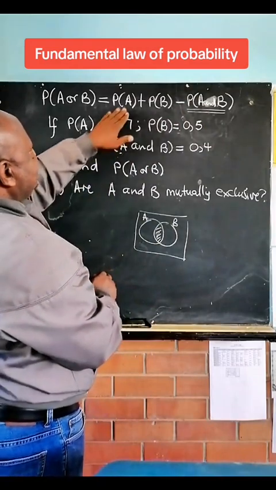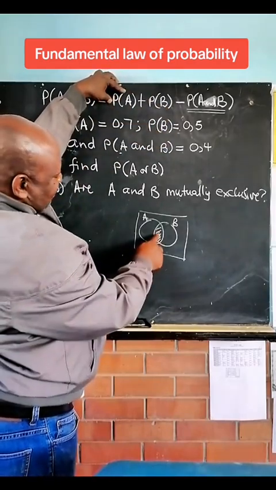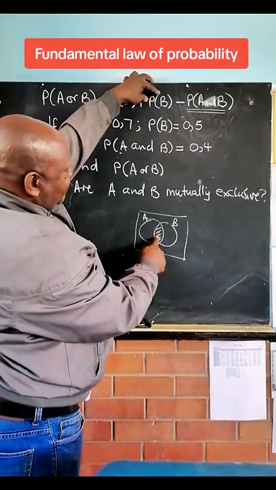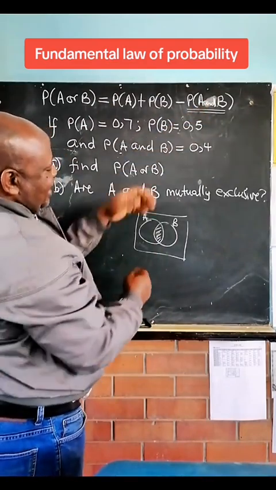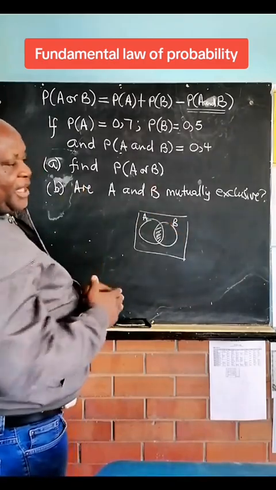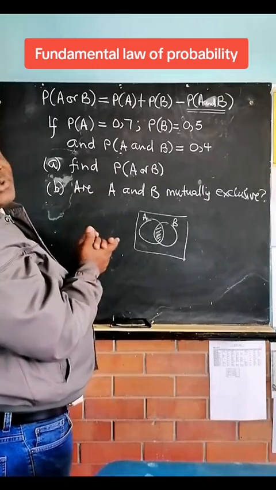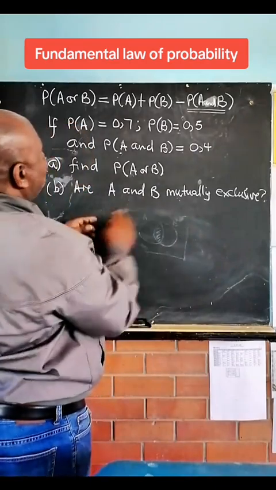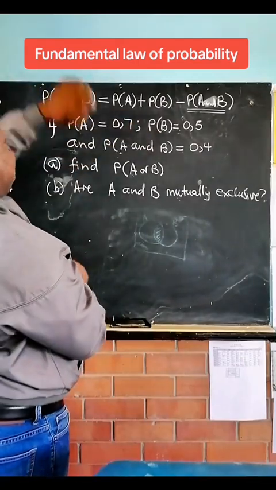Why do we subtract it from the sum of that? If I say probability of A, this part is in A. Probability of B, this part is in B. So if I add it like that without subtracting it once, I will have included this portion 2 times in my Venn diagram and it will affect my probability. Remember, the probability must sum up to 1 of the entire sample space. So this is what we call the fundamental law of probability. It says what it says there.